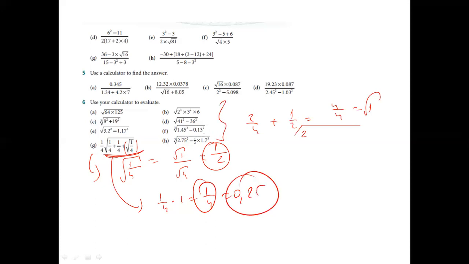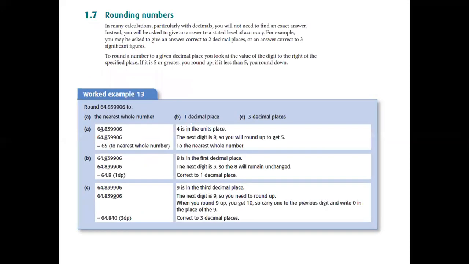And others also not difficult. Please check yourself and send me your answers. In examination, maybe these questions will come here. And the last one is rounding decimals, rounding numbers. In medical patients, particularly with the decimals, you will not need to find the exact answer. Instead, you will be asked to give an answer to a stated level of accuracy. For example, you may be asked to give an answer correct to decimal place or answer correct to three significant figures.